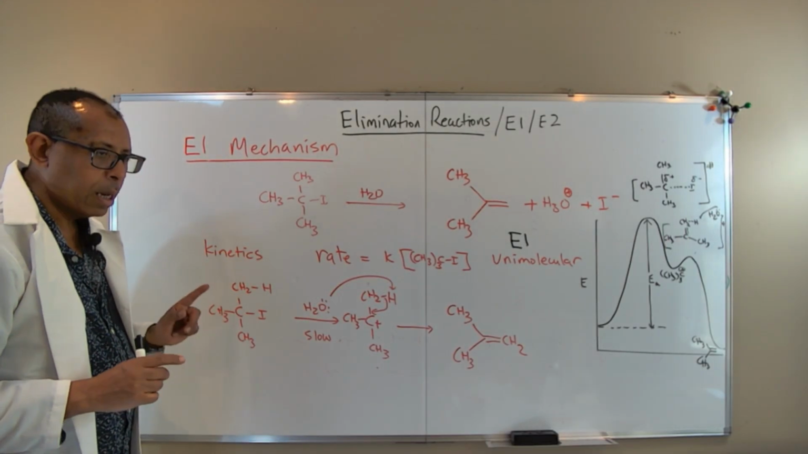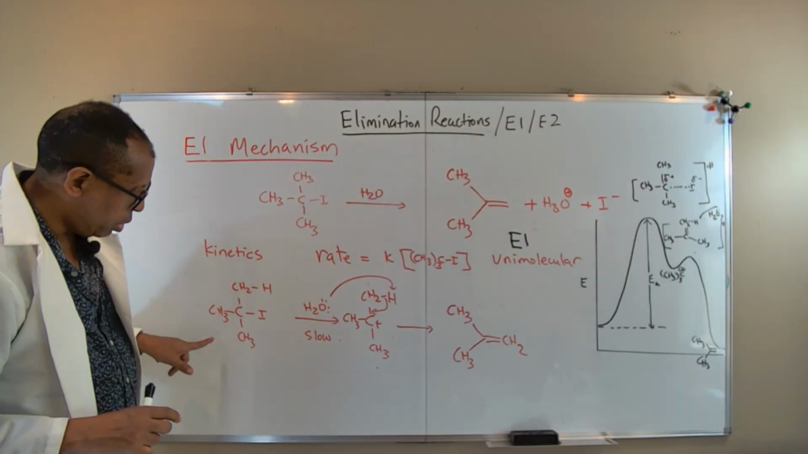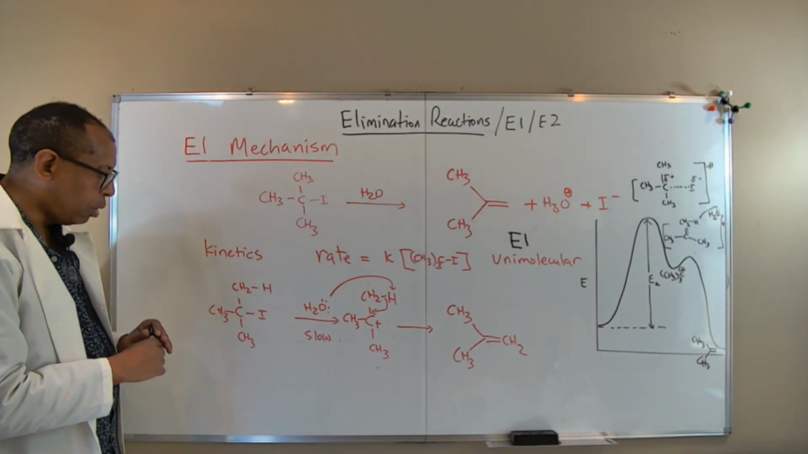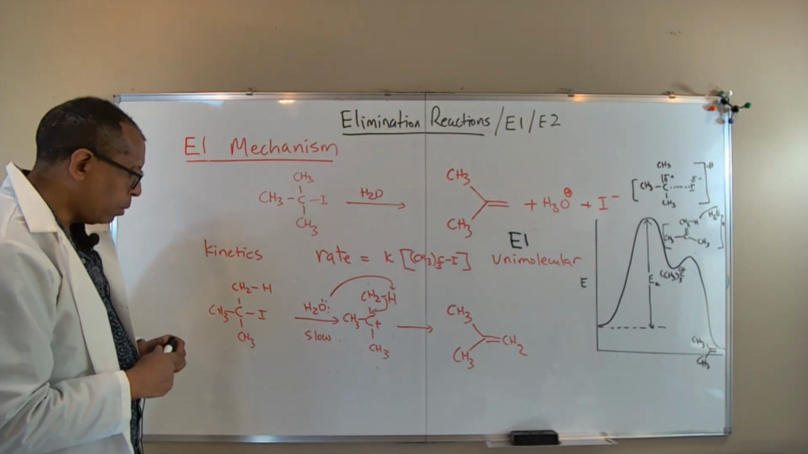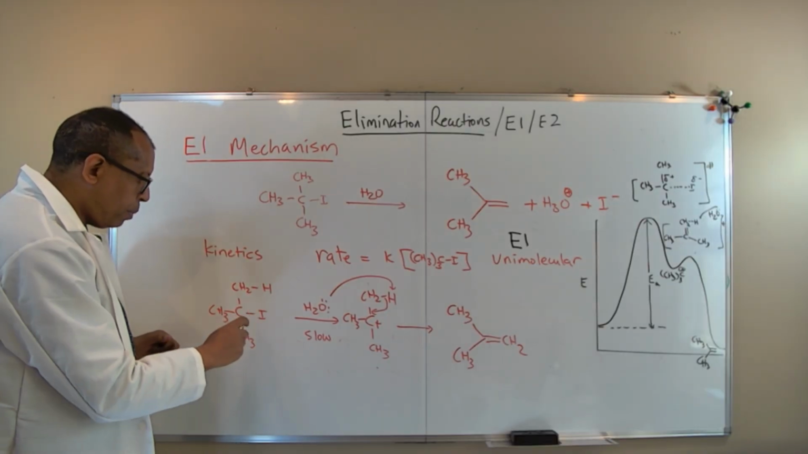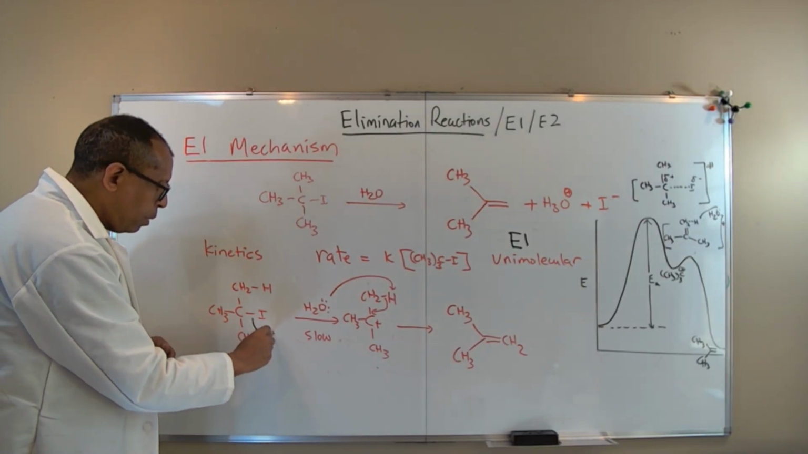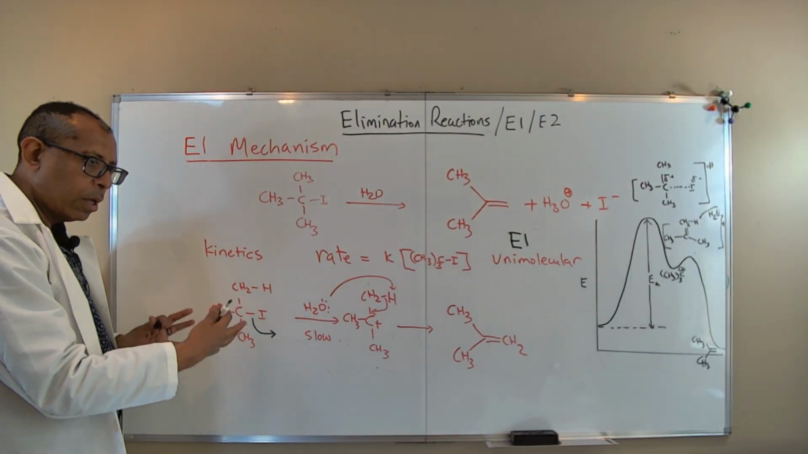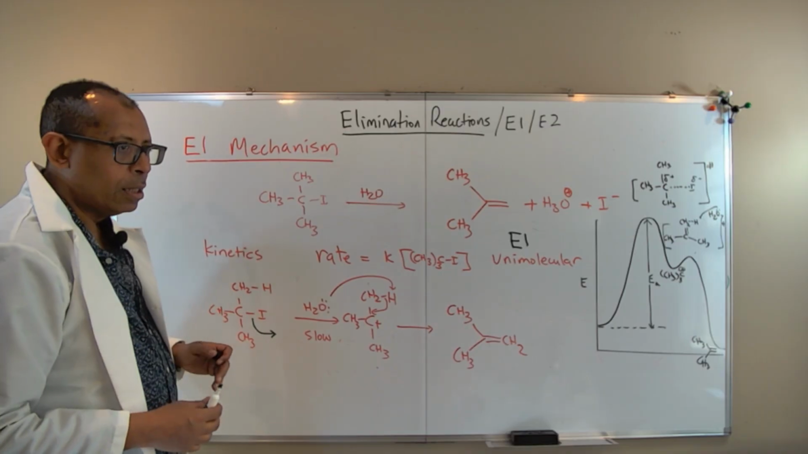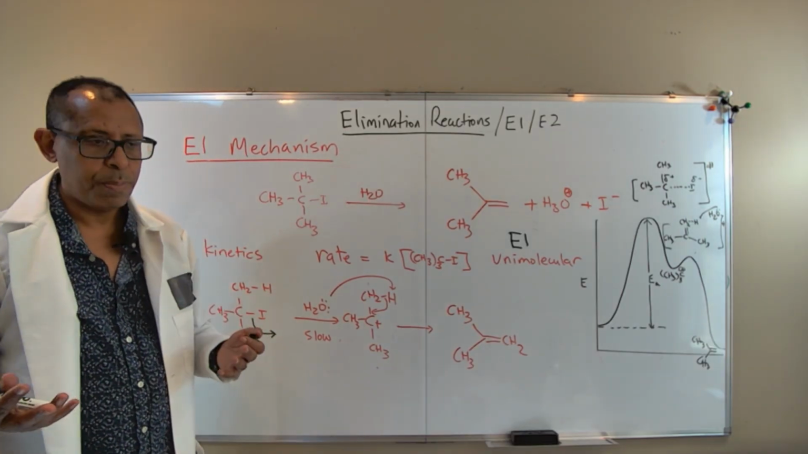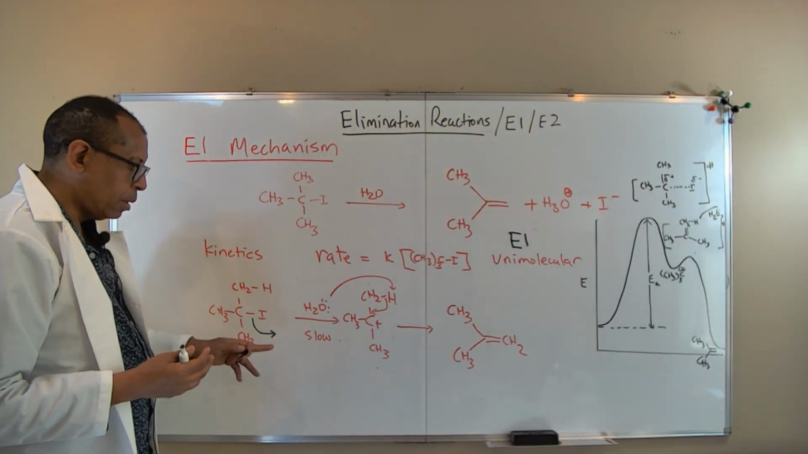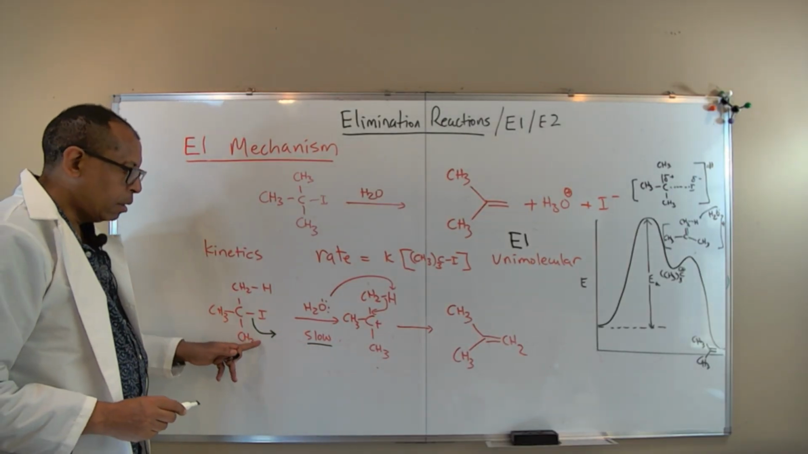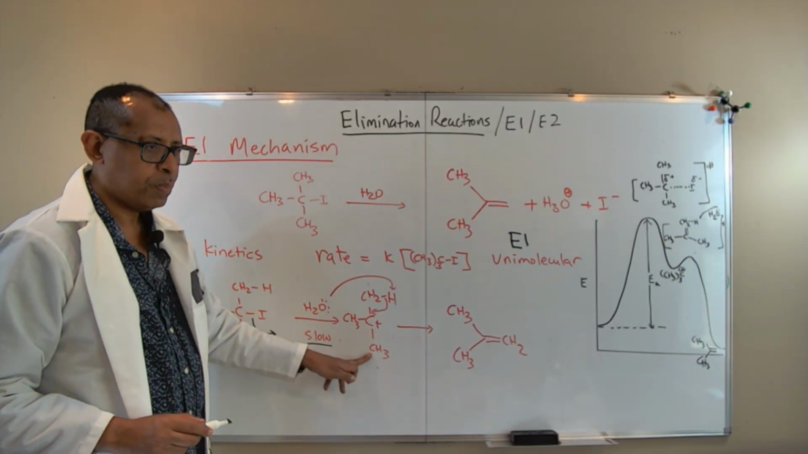When it comes to the mechanism, the lower portion here is how you show the arrows. The first step, which is the slow step, is that the halide, or the electronegative atom, or the leaving group, first leaves. That is the first step. That is the slow step, and it's the formation of a carbocation.